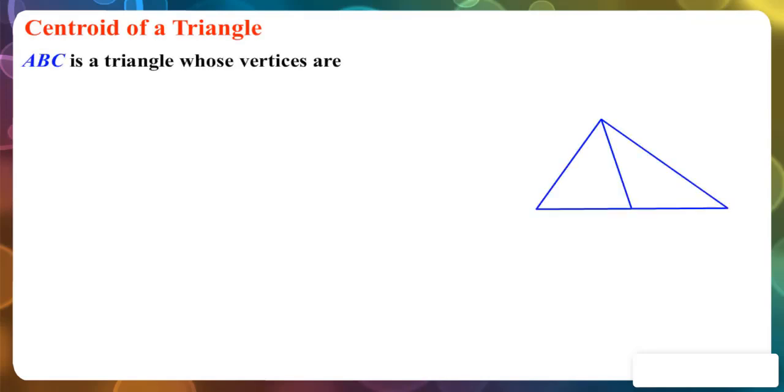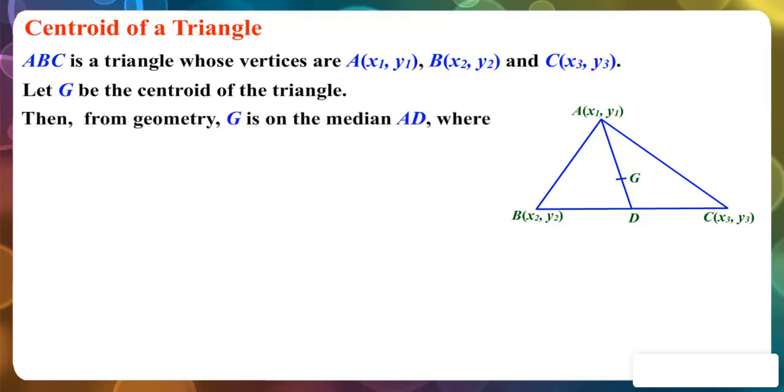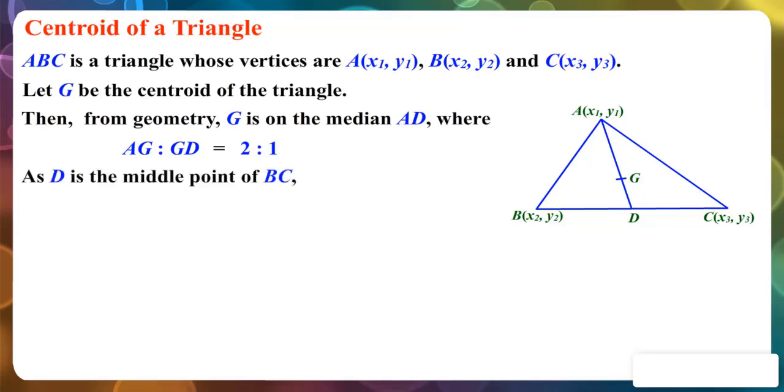Centroid of a triangle. ABC is a triangle whose vertices are A (x1, y1), B (x2, y2) and C (x3, y3). Let G be the centroid of the triangle. Then from geometry, G lies on the median AD where AG to GD is 2:1. As D is the midpoint of BC, D is equal to ((x2 plus x3) divided by 2, (y2 plus y3) divided by 2).